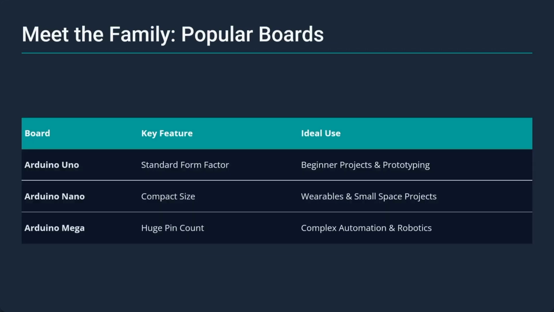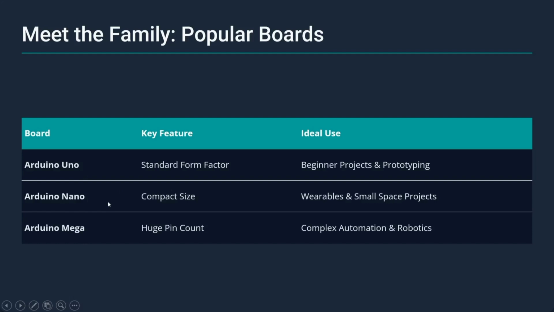Now we will see the different families present in Arduino. The most famous board that we use is the Arduino Uno, which is what we focus on, and it is the standard board. But you should know its relatives also. Its relatives are Nano and Mega, chosen based upon our project.